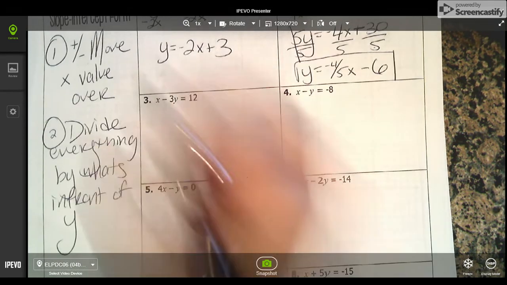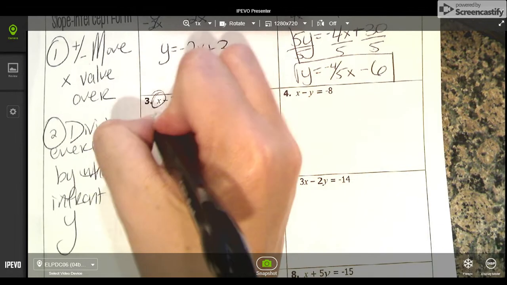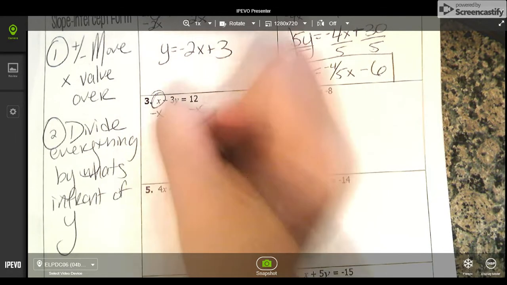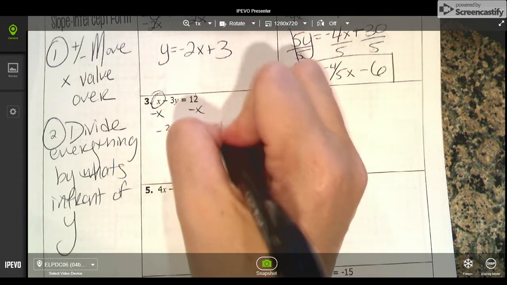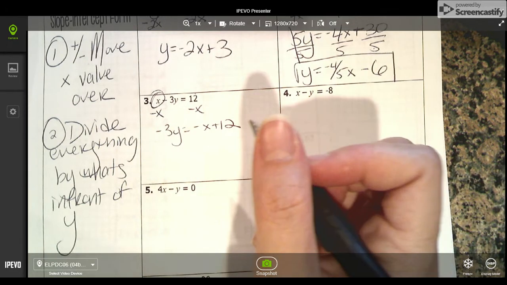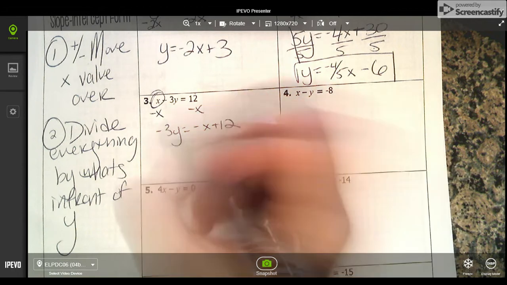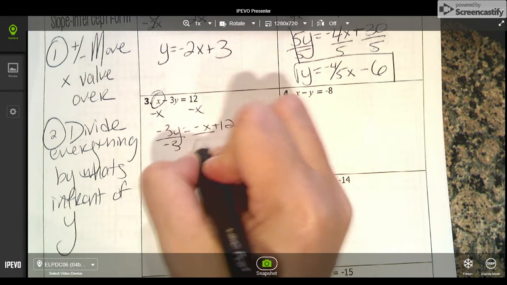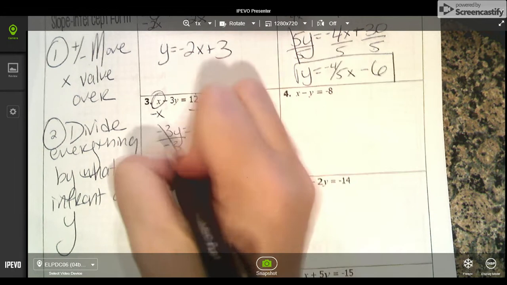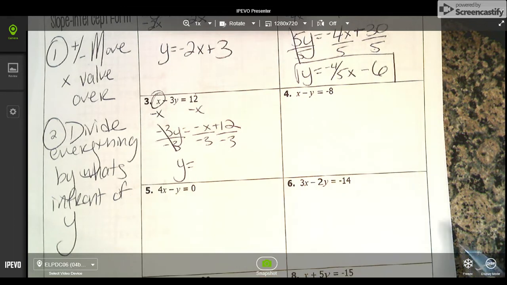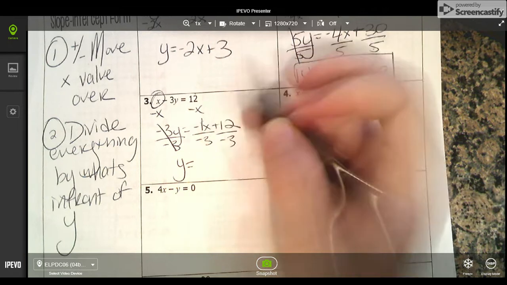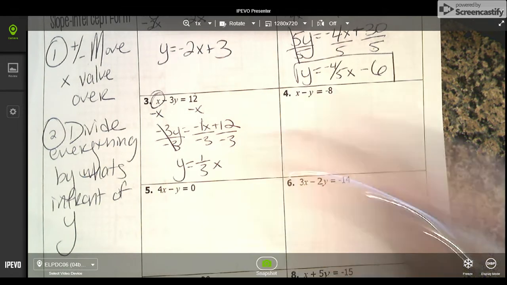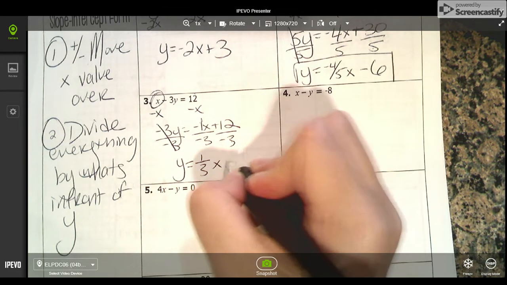All right, same with number 3. Move my x's over. So positive x, so I'm going to subtract x. Cannot put my x with my 12. Then divide everything by what's in front of your y. -1, this is like a 1. -1 over -3 is the same as 1/3. And then 12 divided by -3 is -4.